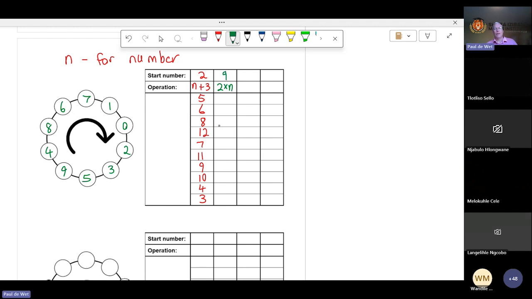Okay, so I want each of you to try and do that. I want you to fill that in. When you are finished, just raise your hand so I can see. I will do the first one for you just to make sure you know what we're doing. 2 times 9, 18.